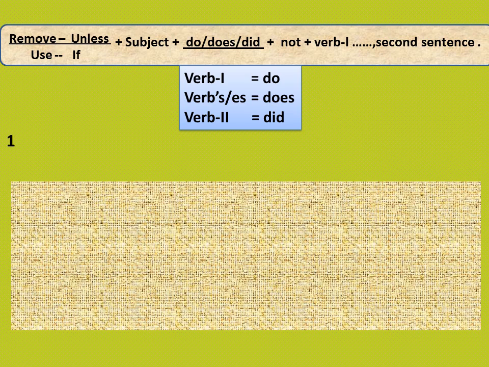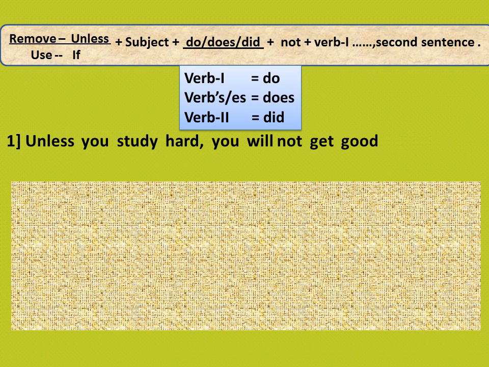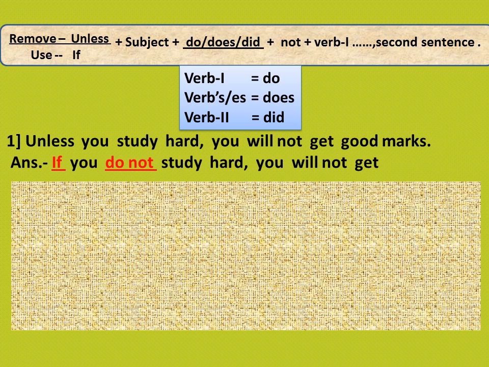We see one example. Unless you study hard, you will not get good marks. If you do not study hard, you will not get good marks. In this sentence, we write if at the place of unless. And after the subject you, we write do not.